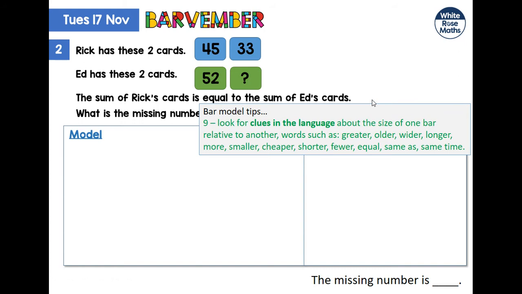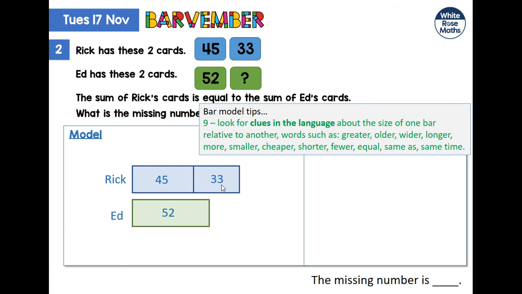Now let's really focus on language and see if there's language in our questions which are giving us a clue about the size of some of our bars. Okay, as we work. So Rick has these 2 cards, 45 and 33. And notice how I've made sure that the part for 45 is bigger than that for 33. This doesn't have to be exact, but it just reflects what we know, that 45 is a bigger number than 33.